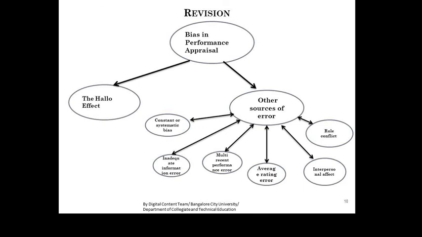So we are going to move on to the revision section. Bias in performance appraisal can be mainly divided into the halo effect and other sources of error. And among other sources of error, there are constant or systematic bias, inadequate information error, recent performance error, average rating error, role conflict, and interpersonal effect. So these are all the biases related to performance appraisal.